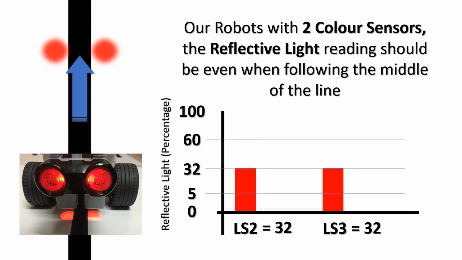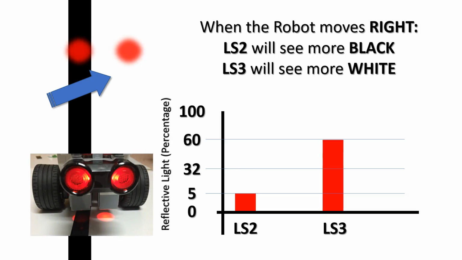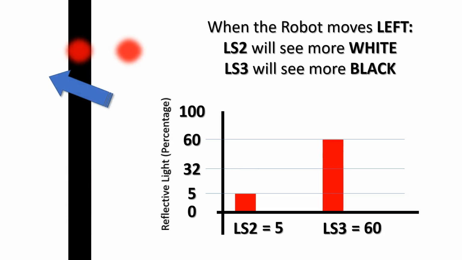Our RoboCup robots will have 2 light sensors, and the light reflected reading should be even when it follows the middle of the line. Now when the robot moves right, light sensor 2 will see more black, and light sensor 3 will see more white, and the readings will go like so. When the robot moves left, light sensor 2 will see more white, and light sensor 3 will see more black, and the readings will end up like so.